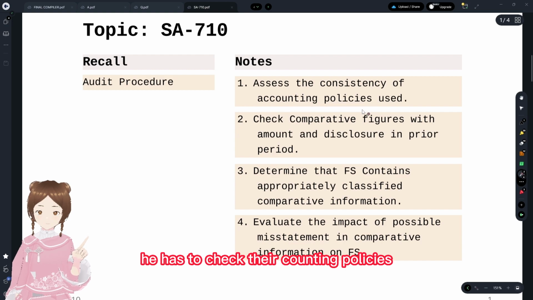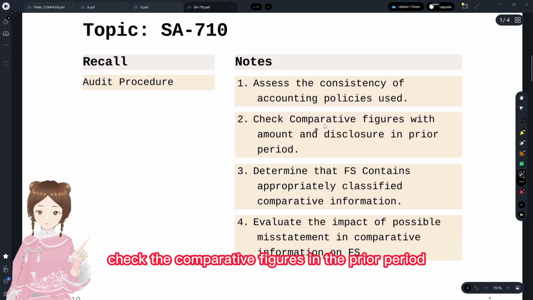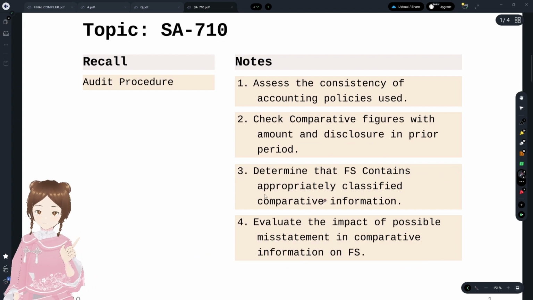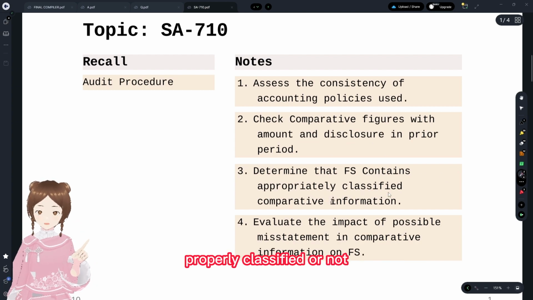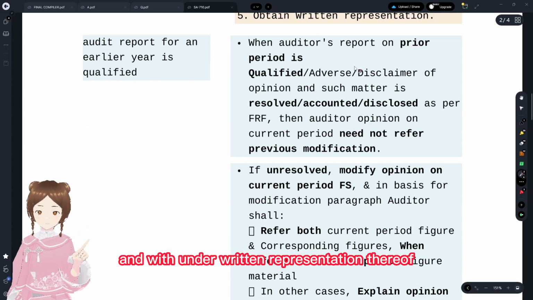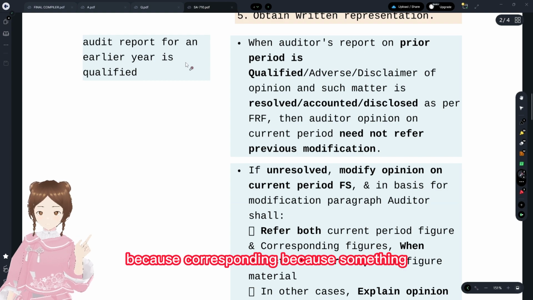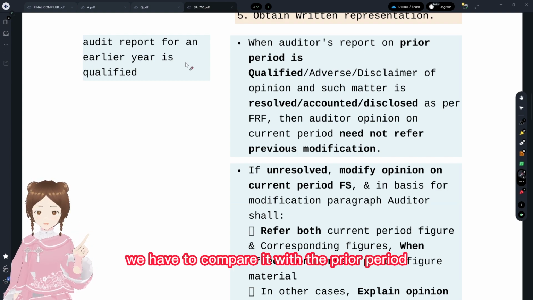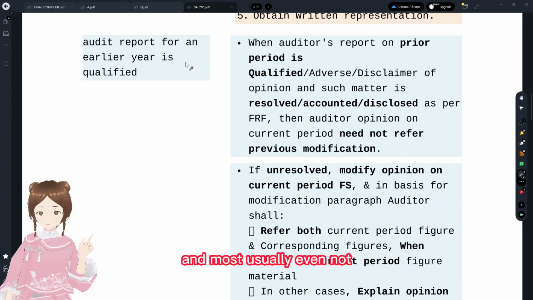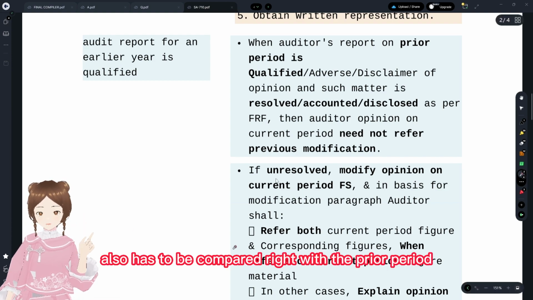He has to check the accounting policies, and he has to check whether the amounts and the disclosures match the comparative figures in the prior period, and you have to check whether they have been properly classified or not, and check the impact on the financial statements and the written representation thereof. And if the audit report of the earlier year is qualified, what you have to do? Because corresponding figures, we have to compare them with the prior period, and usually, not every time but sometimes, the comparative figures also have to be compared with the prior period items.